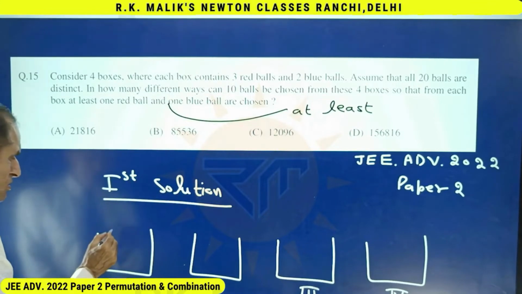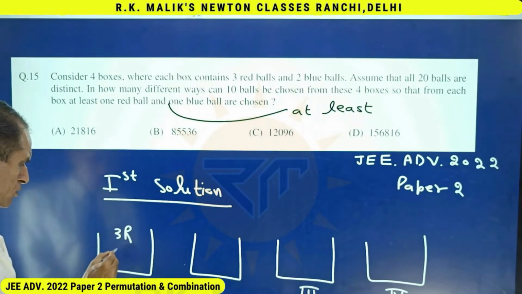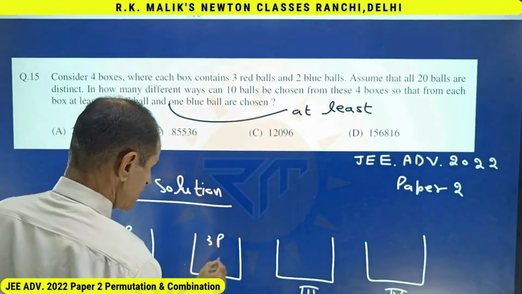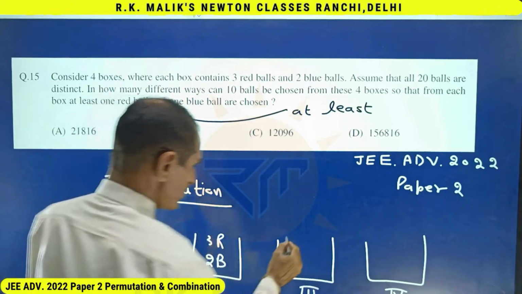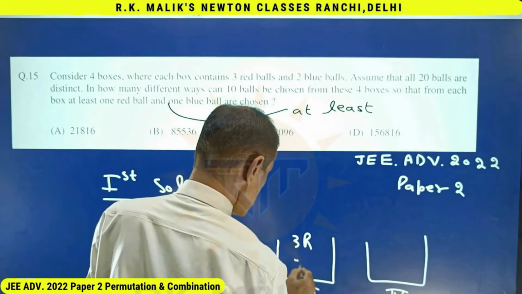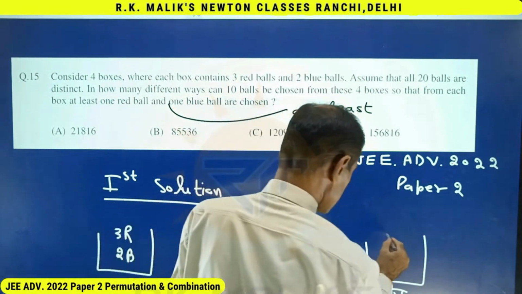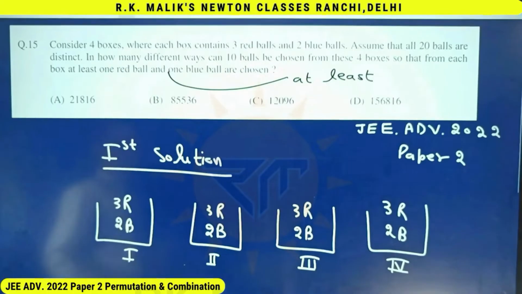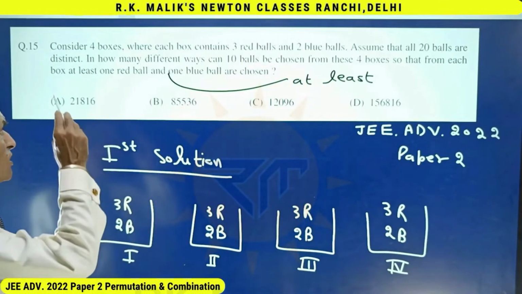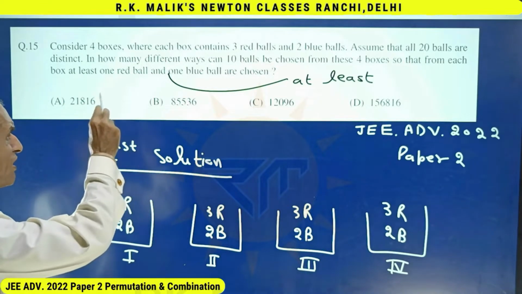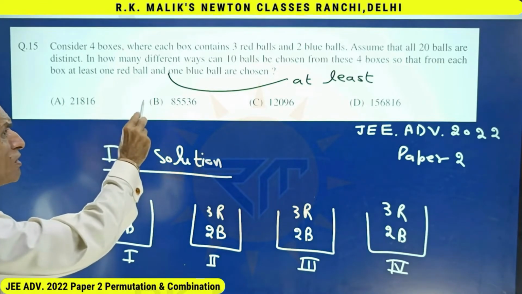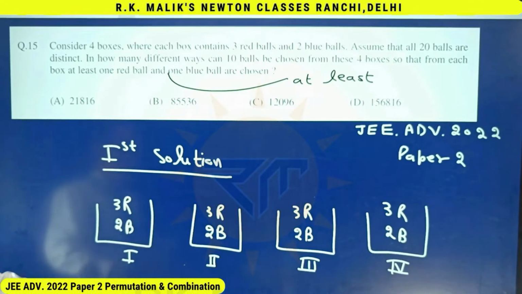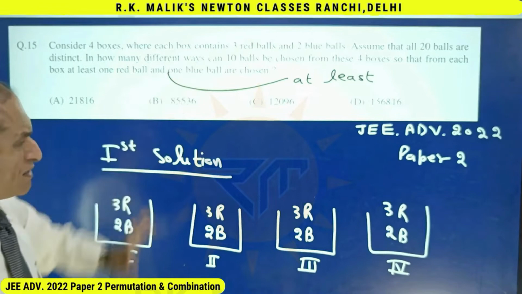There are 3 red and 2 blue balls in this, 3 red and 2 blue balls here, 3 red, 2 blue balls here, 3 red and 2 blue balls here. And because according to the question at least one red and at least one blue ball must be chosen from each bag, and in total we have to select 10 balls.